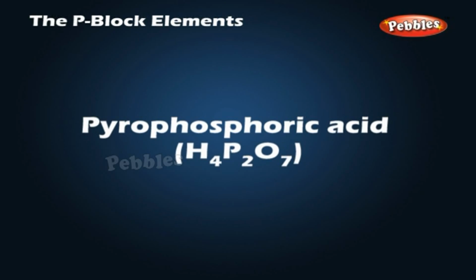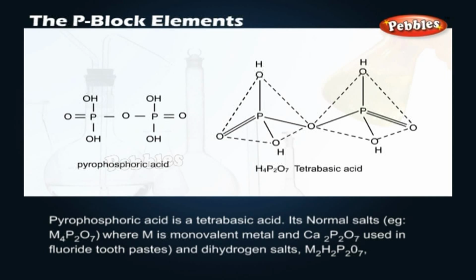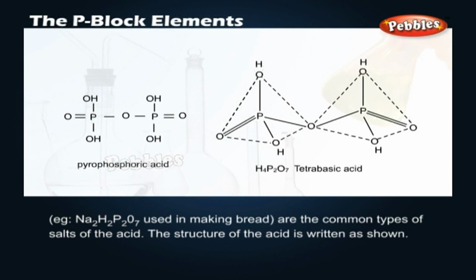Pyrophosphoric acid, H4P2O7. Pyrophosphoric acid is a tetrabasic acid. Its normal salts, example M4P2O7, where M is a monovalent metal, and Ca2P2O7 used in fluoride toothpastes, and dihydrogen salts M2H2P2O7, example Na2H2P2O7 used in making bread, are the common types of salts of the acid. The structure of the acid is written as shown.